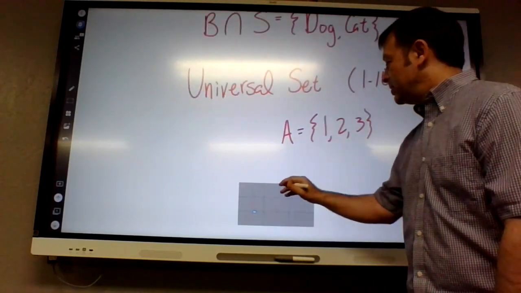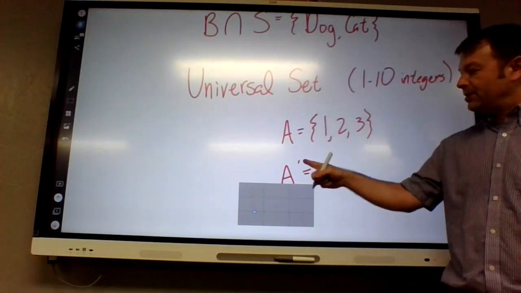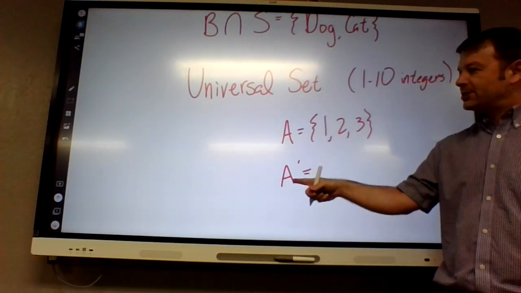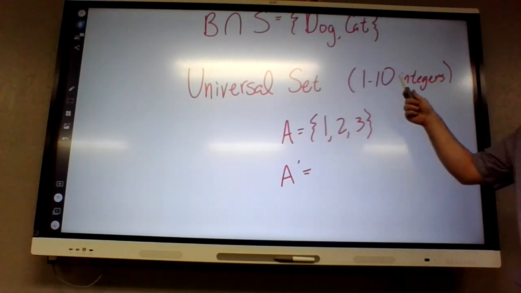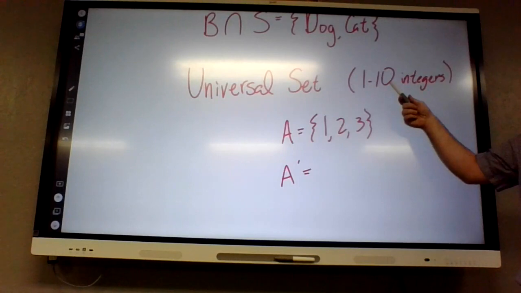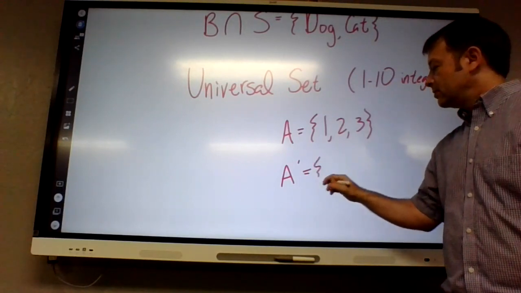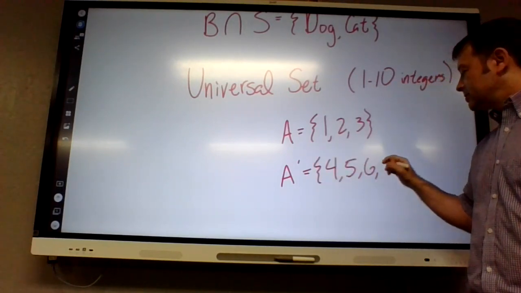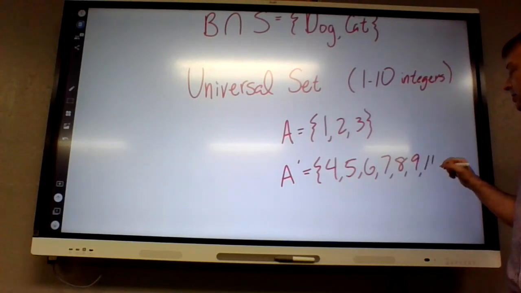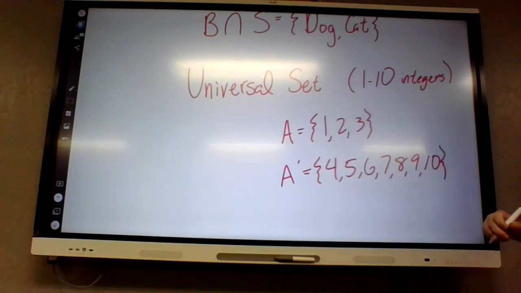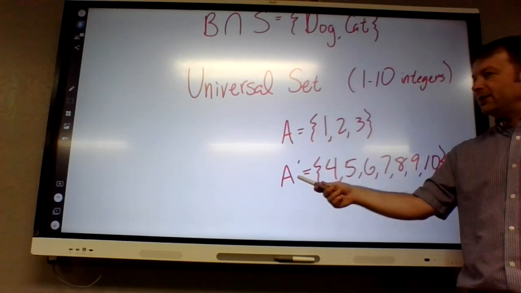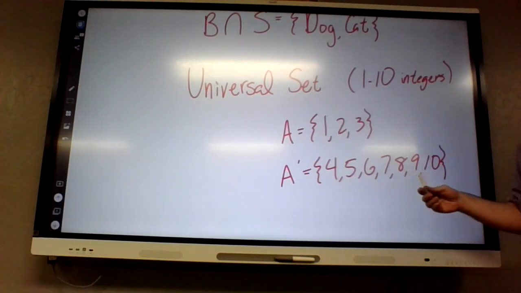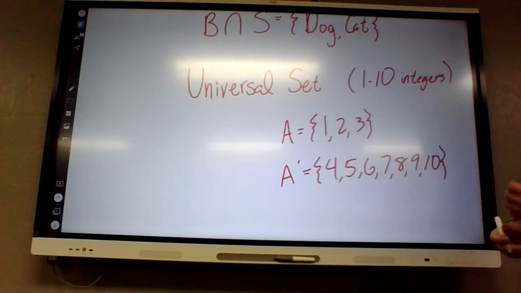Then this little symbol right here is called the complement of A. It basically means what's not in A. So what's not in A, if we're limiting all possibilities to 1 through 10, would be 4, 5, 6, 7, 8, 9, 10. So that's how complement works: everything that's not in A that can exist. If I didn't limit it to this, it would be almost infinite, right? Well, it would be infinite.